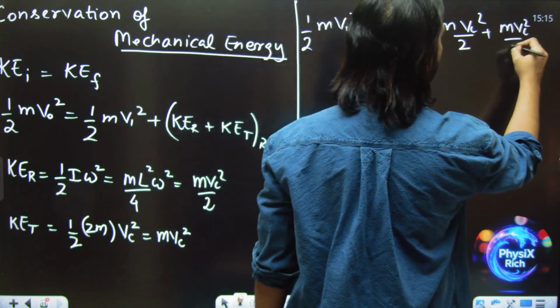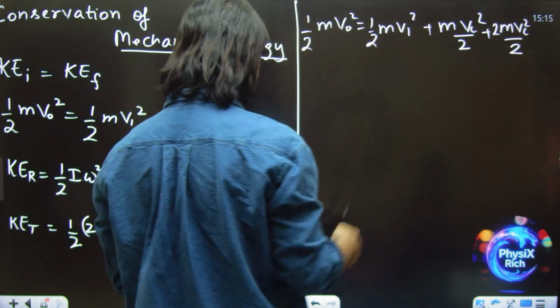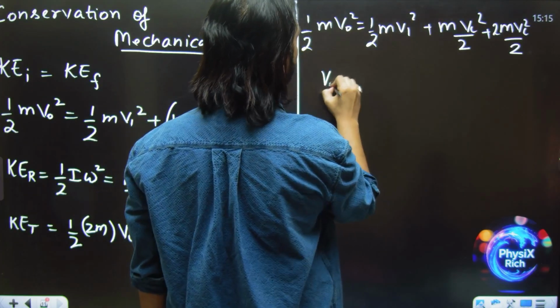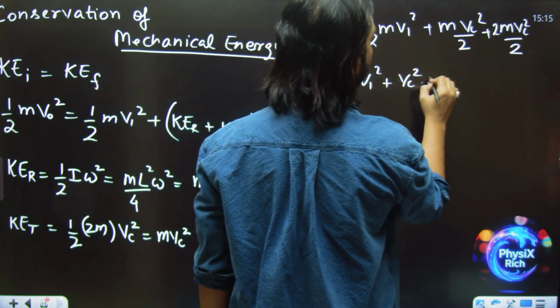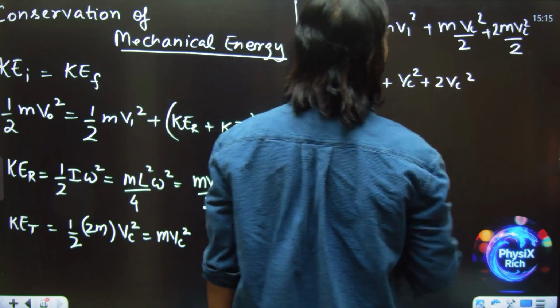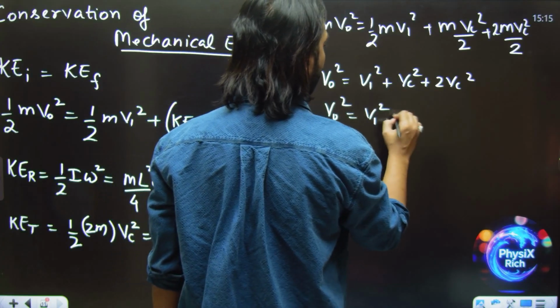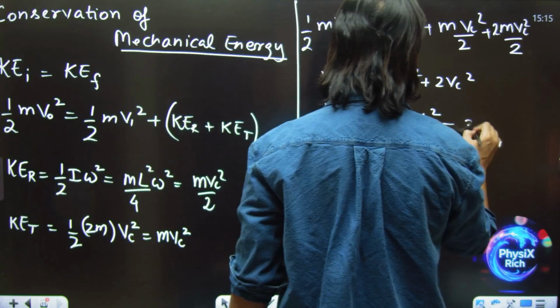So I see that there is a 2, 2, 2 over here. Why don't I make a 2 over here and 2 over here as well, so that I can cancel all of these 2's, and I can also cancel all of these m's. So I just simply get v naught square equals to v1 square plus Vc square plus 2 Vc square. Oh wow, this seems to be becoming simpler. So this is becoming 3 Vc square, and this is my equation number 3.